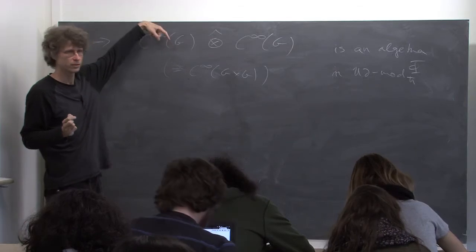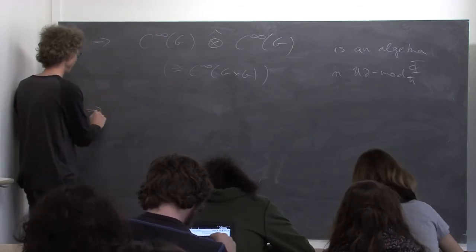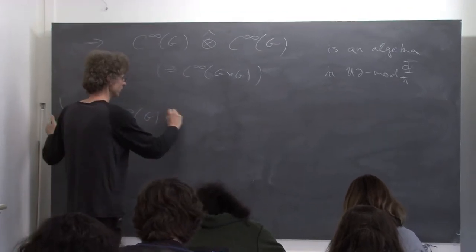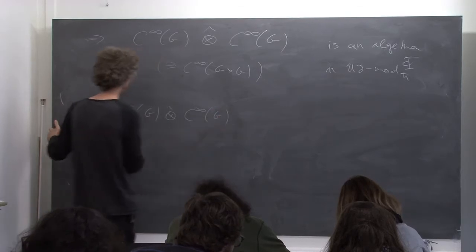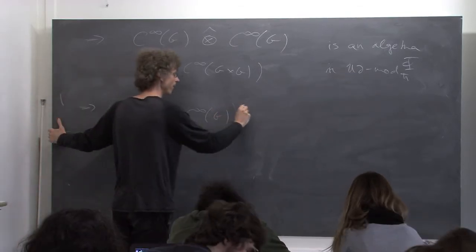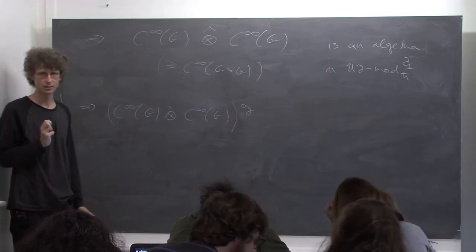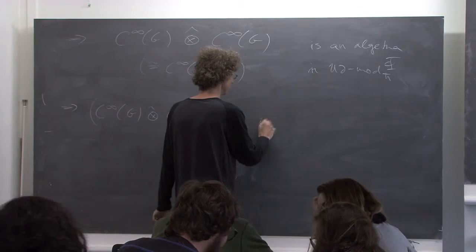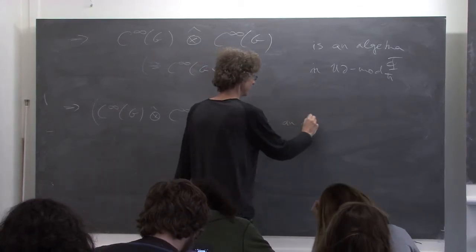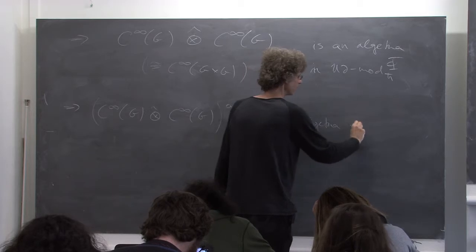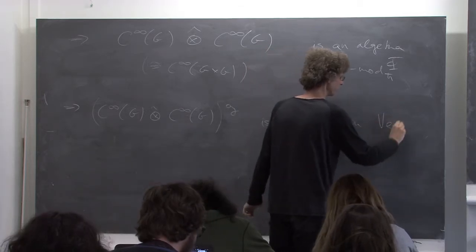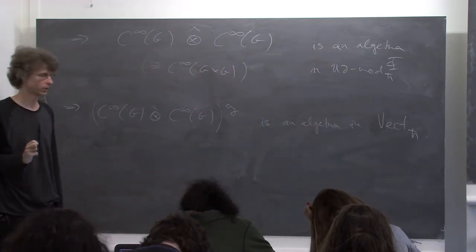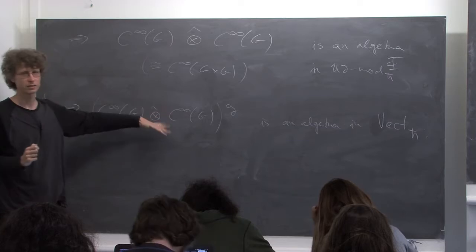And now to descend to vector spaces, this implies that the C infinity of G tensor C infinity of G, and invariant functions here, is an algebra just in Vect. We just constructed an associative algebra in Vect. Now, what exactly is that thing?